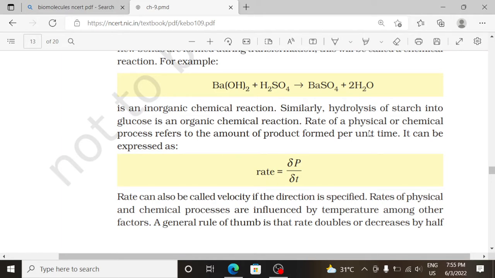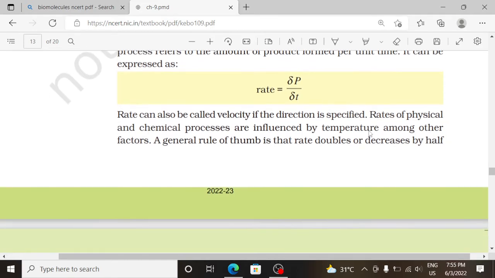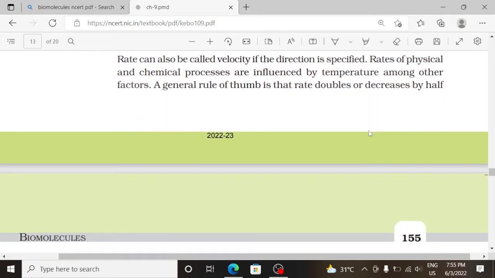Rate of a physical or chemical process refers to the amount of product formed per unit time. It can be expressed as rate is equal to, this symbol I am not sure of, so I will read it from the textbook. Rate can also be called velocity if the direction is specified. Rates of physical and chemical processes are influenced by temperature among other factors. A general rule of thumb is that rate doubles or decreases by half.